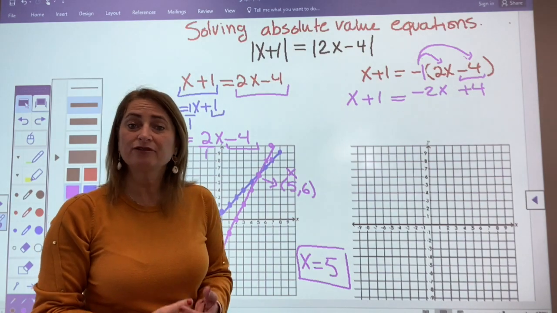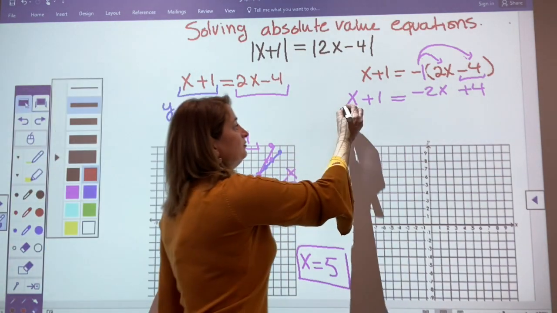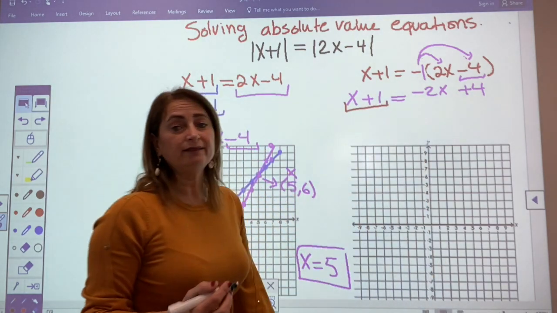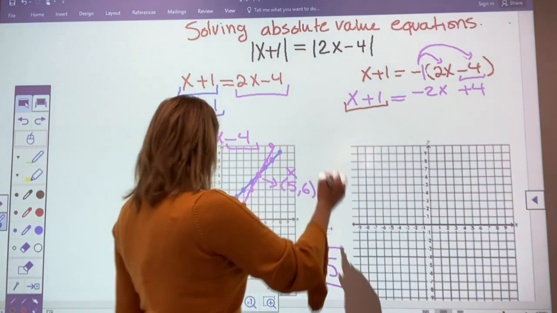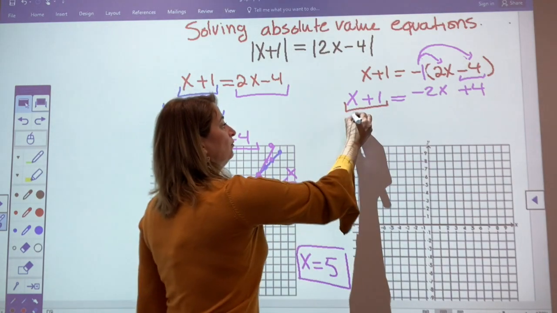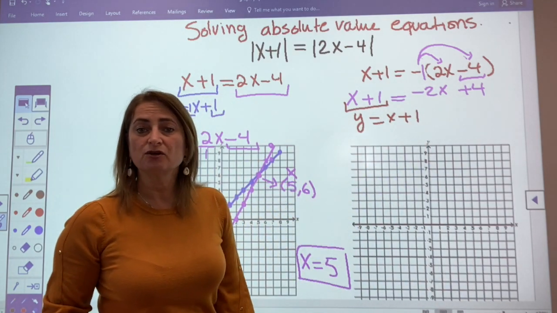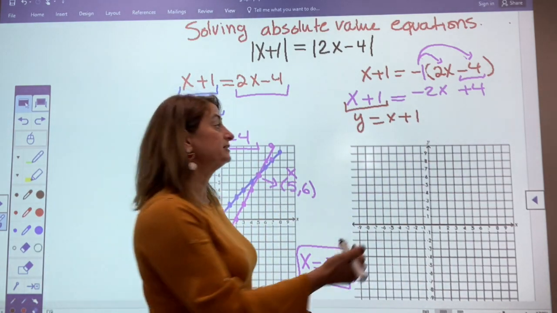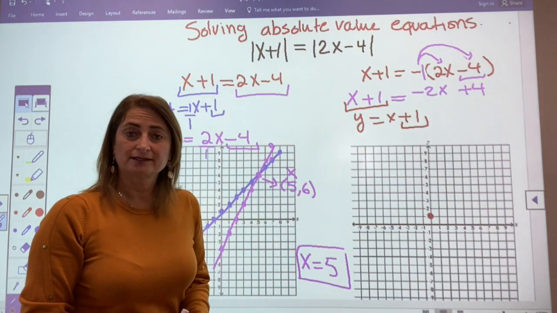Now I need to graph those two equations separately. Let's graph the first one, which is x plus 1. Create the first equation by saying y equals x plus 1. To graph it, it's in slope-intercept form. Start with the y-intercept, which is +1. So go on +1 on the y-axis.